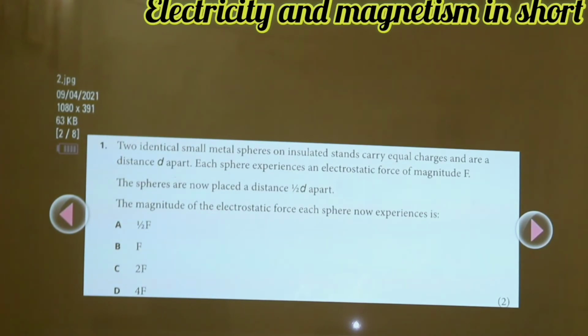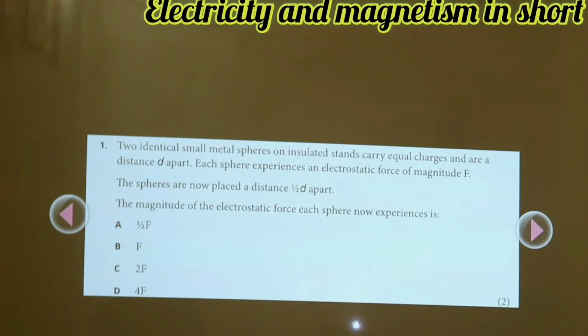Two identical small metal spheres on insulated stands carry equal charges and are distance d apart. Each sphere experiences an electrostatic force of magnitude F. The spheres are now placed at a distance of 1 by 2 d apart. The magnitude of electrostatic force each sphere now experiences is: 1 by 2 F, F, 2F, or 4F.